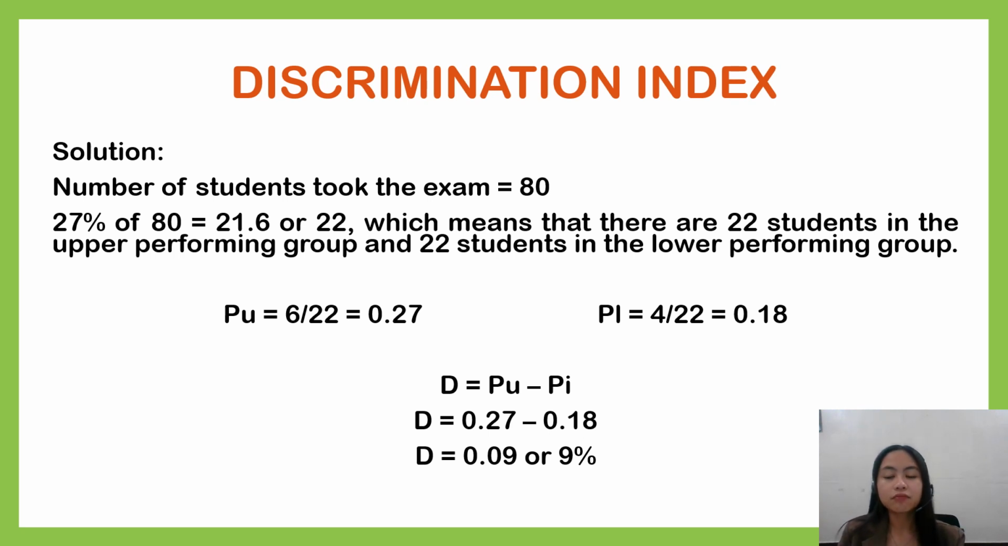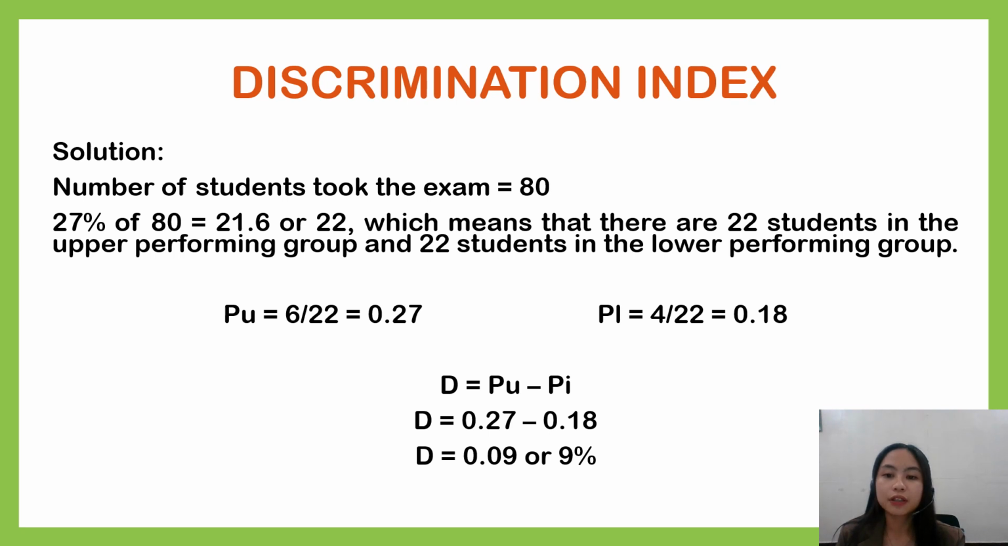Ngayon, again, before tayo mag-proceed sa paggamit ng formula ng discrimination index, let's first get the difficulty index ng kada grupo. So, upper performing group is equal to 6 over 22 kasi 6 yung nakatama sa upper group over 22, that is equal to 0.27. And sa lower group naman, 4 ang nakatama, so 4 divided by 22, that is equal to 0.18.